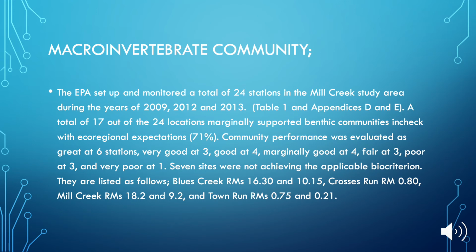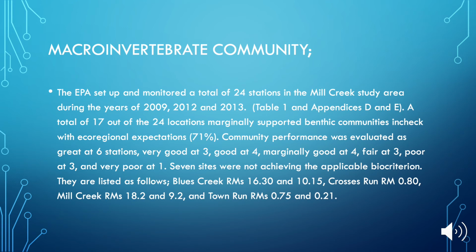Essentially, you can measure the biodiversity or the quality of a habitat, or more specifically a watershed or a river, in multiple ways. You can look at the fish communities in each part of the river. You can look at the mayflies and all the bugs, the dragonflies and damselflies, the odonate community. But you can also look at the macroinvertebrate community. Long story short, the EPA set up 24 stations in the Mill Creek study area during the 3 years. If you look at this document, make sure to look at appendices D and E.